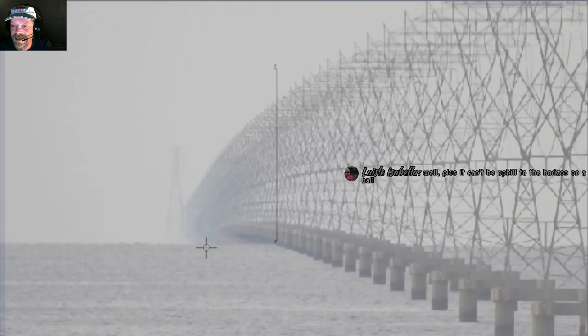Absolutely, it cannot be uphill. You're always 100% guaranteed on top of the ball. No matter where you are, you're on top of the ball. There is never a hump. There can be no hump.